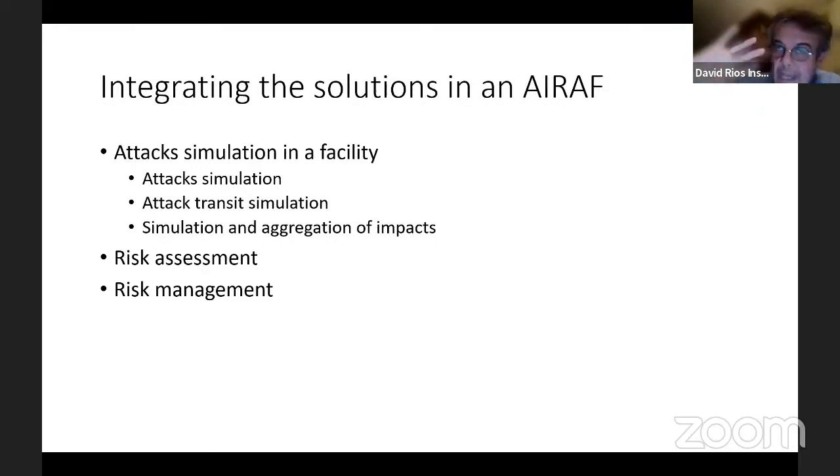And finally, once we have found out how the system has been attacked, what are the impacts? So we need to simulate those impacts and then aggregate those impacts. Basically, this simulation we use for risk assessment. And then if these risks are high enough, then we need to go for risk management, which basically was the question that we wanted to ask: what is the portfolio, how do we need to invest to better protect our system? So that would be the picture.